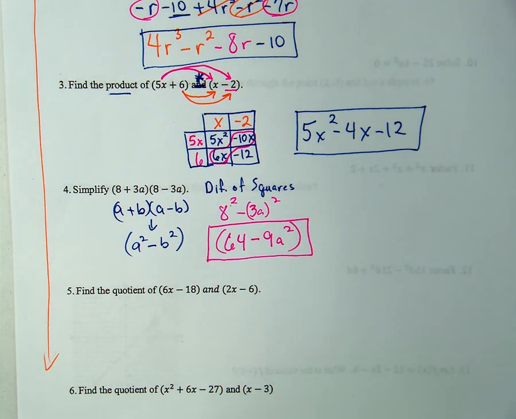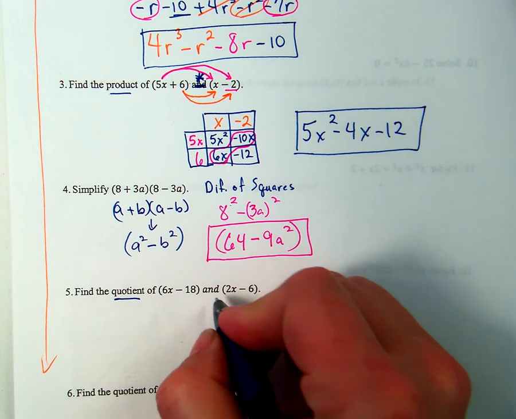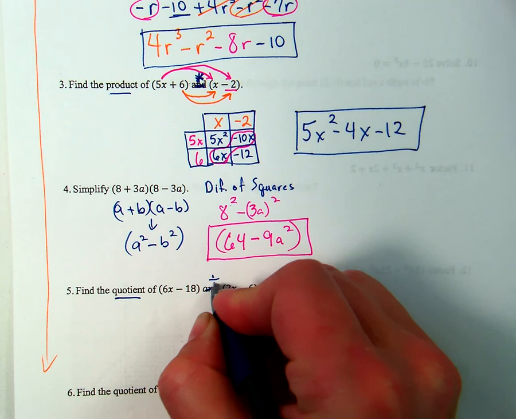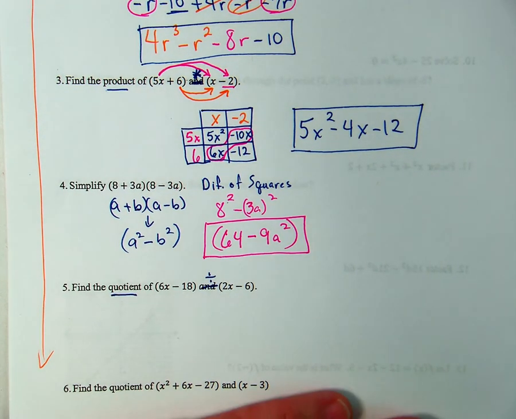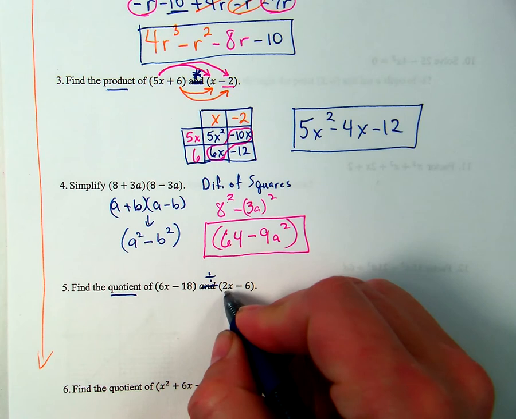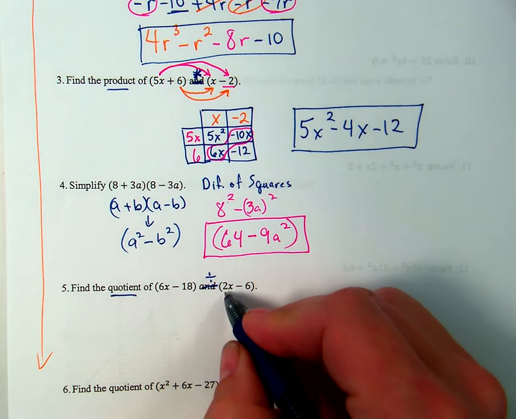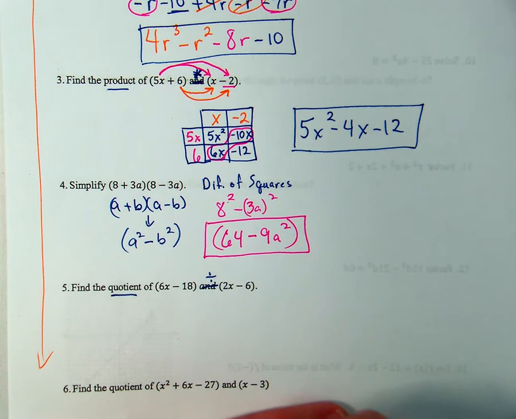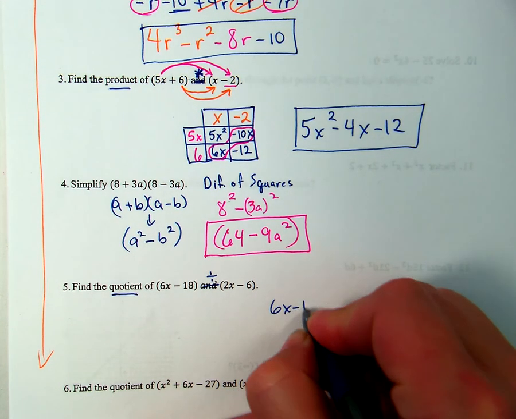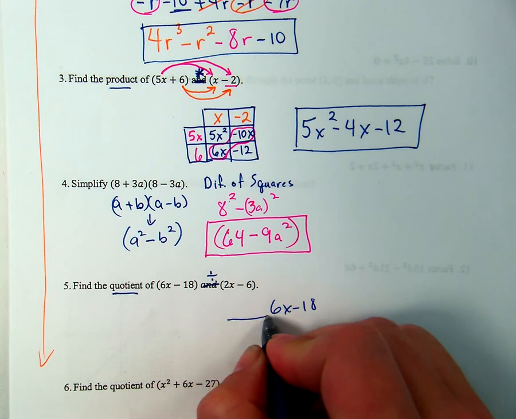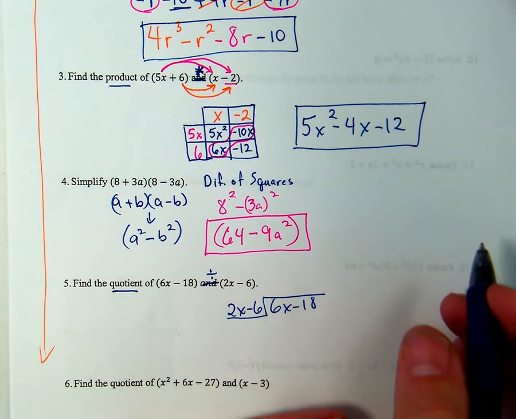All right, find the quotient, and quotient means we're going to divide again. So this is 6x minus 18 divided by 2x minus 6. This term is not 1, and so I'm going to use long division here. If that were a 1, I could use synthetic division, be a perfect candidate for synthetic division. But since it's not, we'll resort to long division here: 6x minus 18 divided by 2x minus 6.